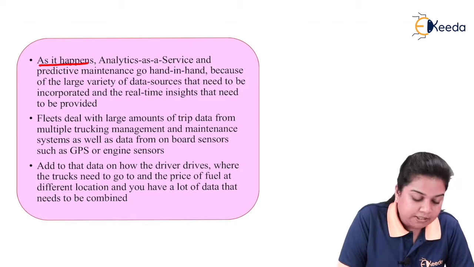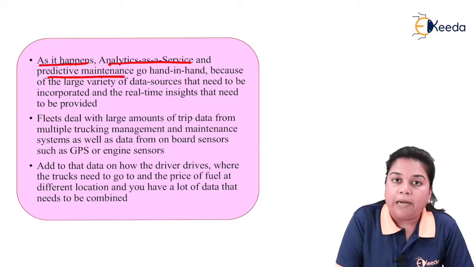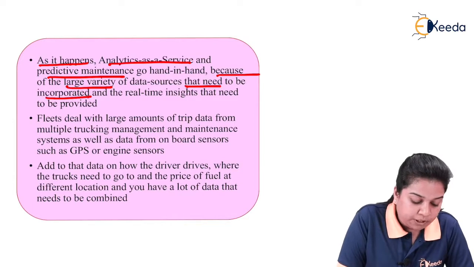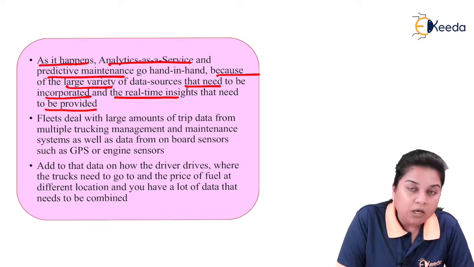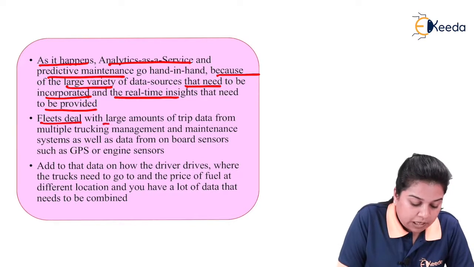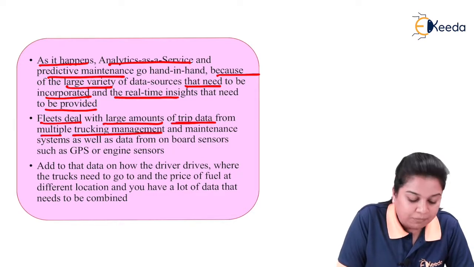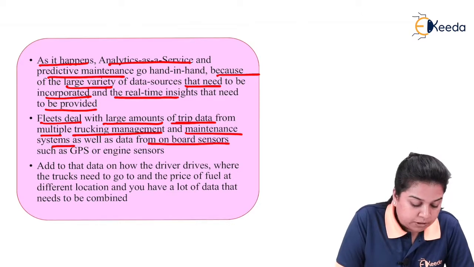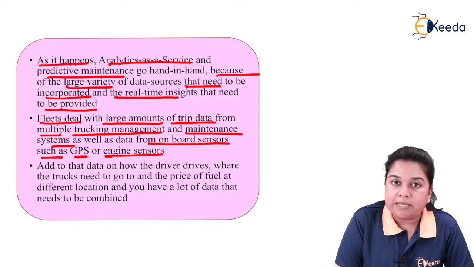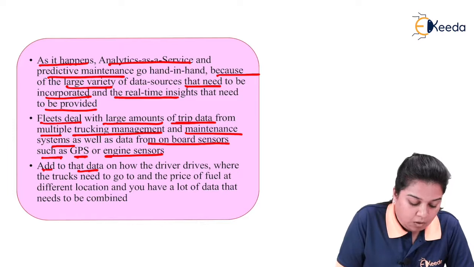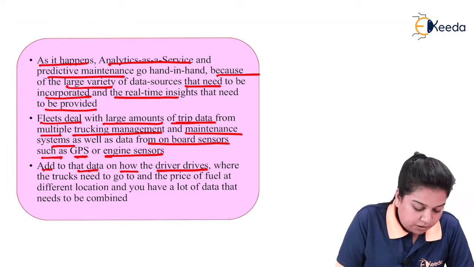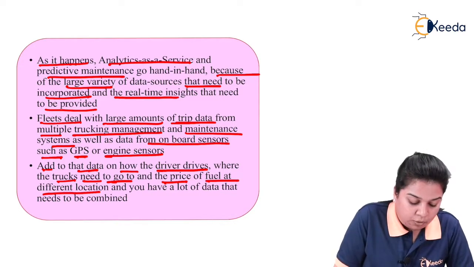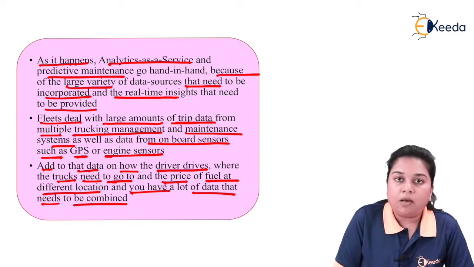As it happens, analytics as a service and predictive maintenance go hand in hand because of the large variety of data sources that need to be incorporated and the real time insights that need to be provided. Fleets deal with large amounts of trip data from multiple trucking management and maintenance systems, as well as data from onboard sensors such as GPS or engine sensors. Add to that data on how the driver drives, where the truck needs to go, and the price of fuel at different locations, and you have a lot of data that needs to be combined.